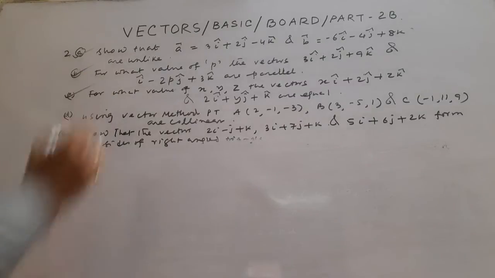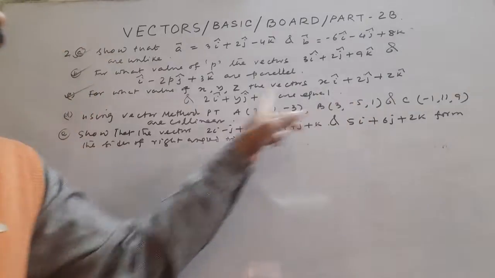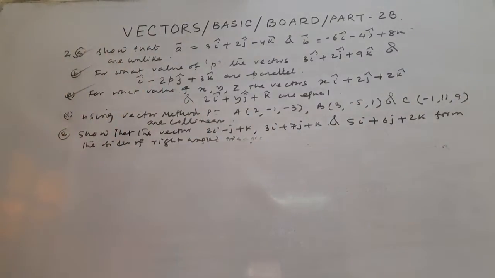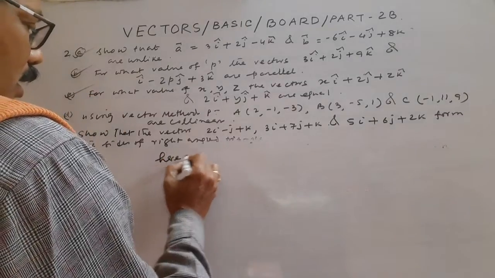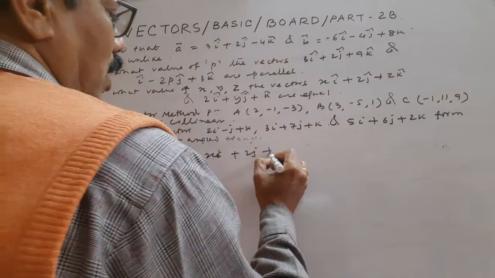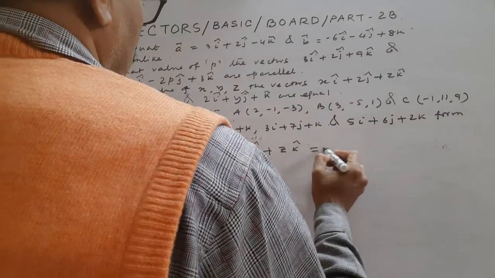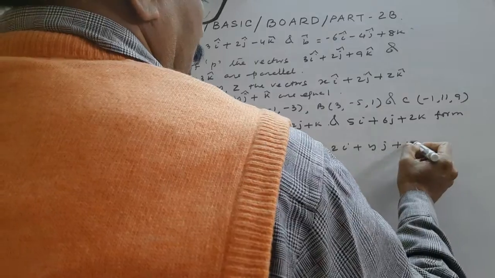Now problem number C. For what values of x, y, z are these two vectors equal? xi plus 2j plus lambda k equals 2i plus yj plus k.